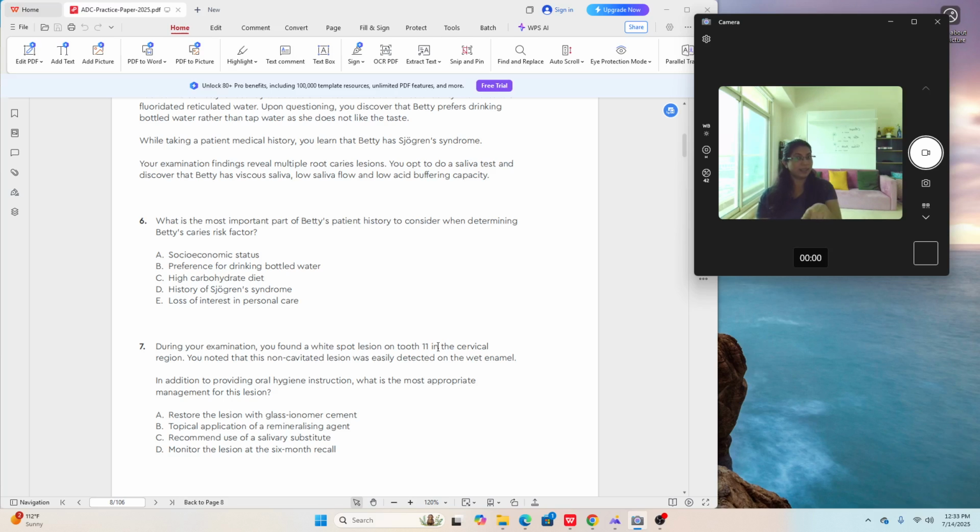And because they are not yet cavitated, they still have the potential to remineralize themselves. Yes. So if you provide proper fluoride or calcium over that area, they have a huge potential to remineralize. Such areas you should never probe, because you will create a cavity as they are weak, but they can be made strong by application of proper stuff. So in addition to providing oral hygiene instructions, what is the most appropriate management for this lesion? Restore the lesion with GIC? You're not going to drill this. Apply minimally invasive dentistry methods.